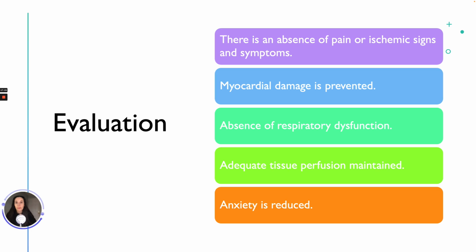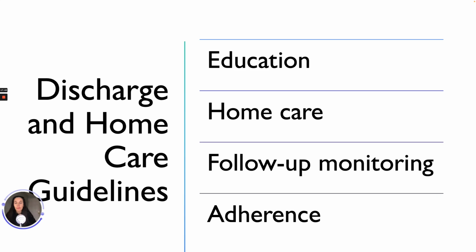laboratory values. And our evaluations are going to be dependent on our patient outcomes, but here are some examples. There's an absence of chest pain or ischemic signs and symptoms. Myocardial damage is prevented. Absence of respiratory dysfunction. Adequate tissue perfusion maintained. Anxiety is reduced.